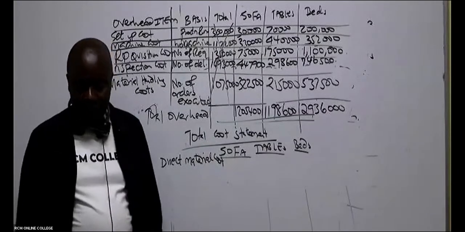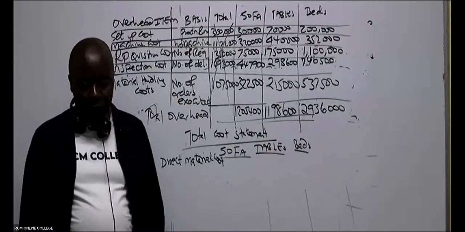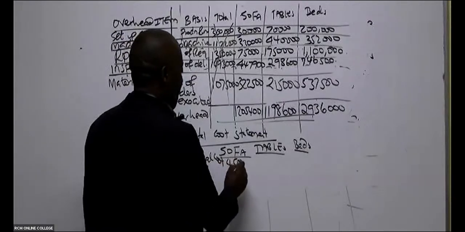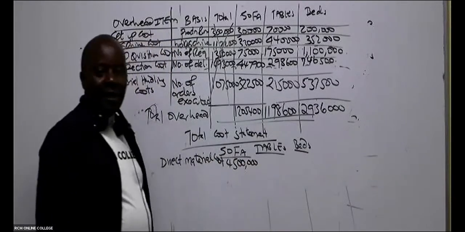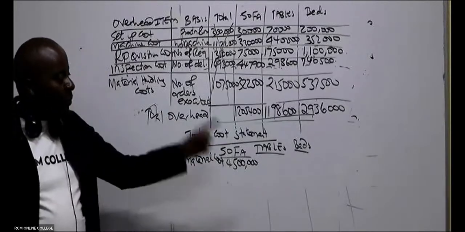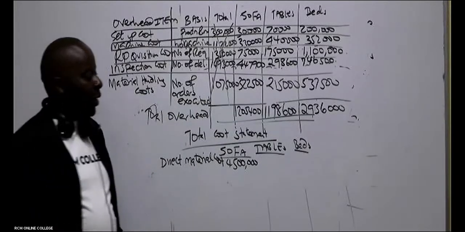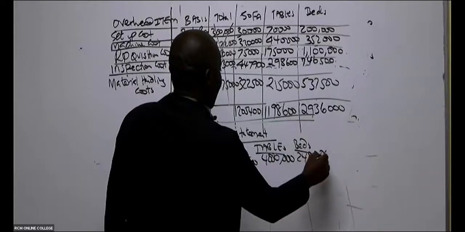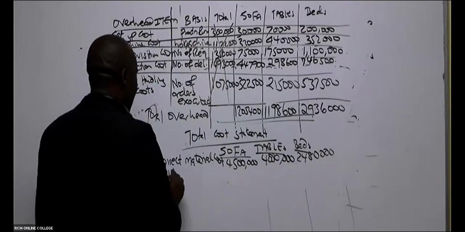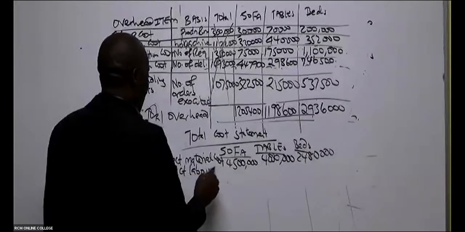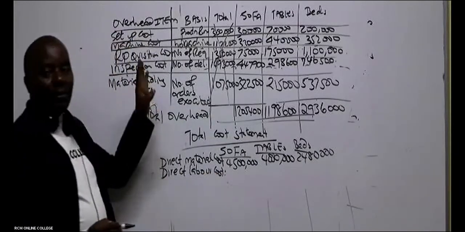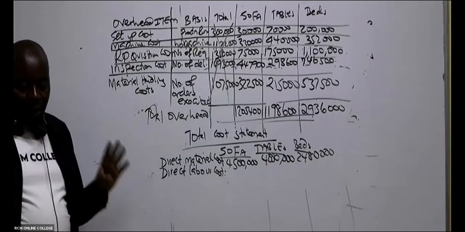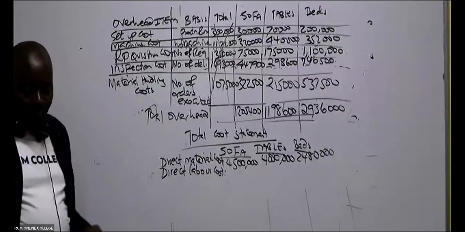So what do we have here for direct material cost? 4.5 million? It was so, 4.5 million. So please give me all the others. For tables, 4 million. 2,480,000. Then we have direct labor cost. We have done this using the other method, isn't it? Prime costs don't change between methods.